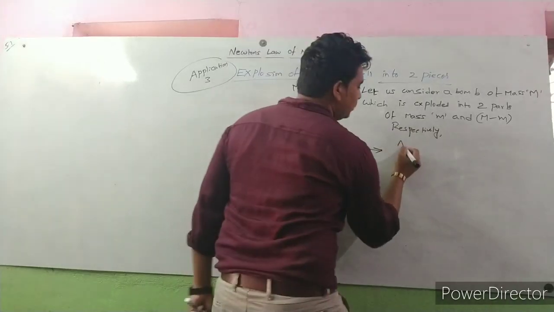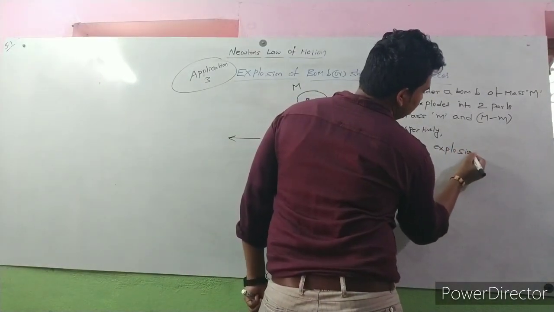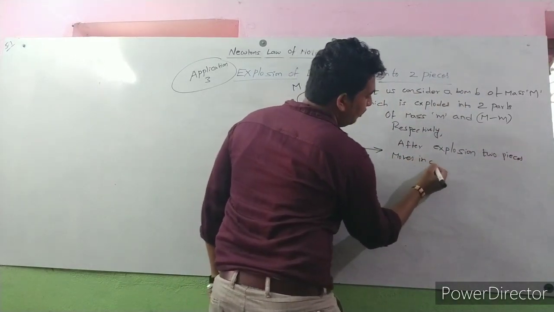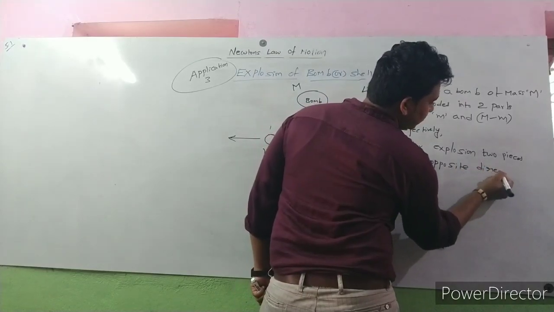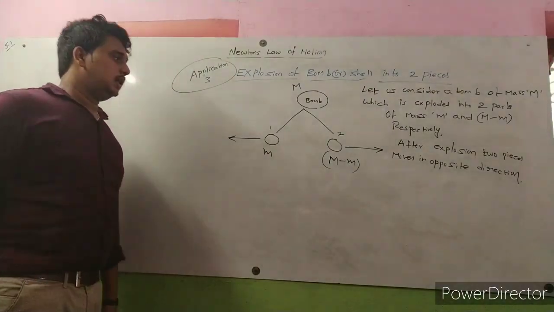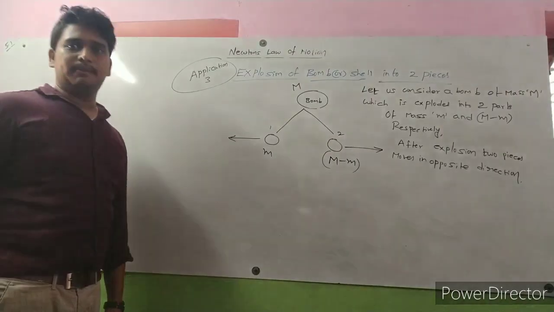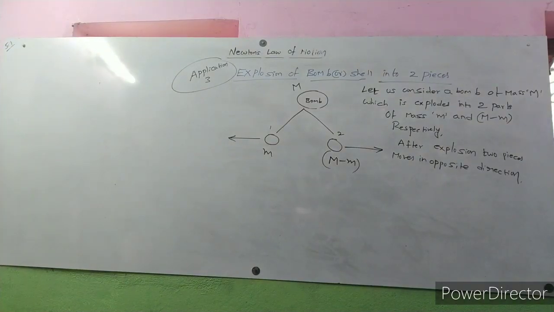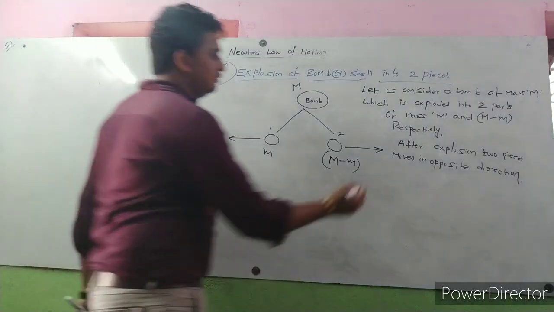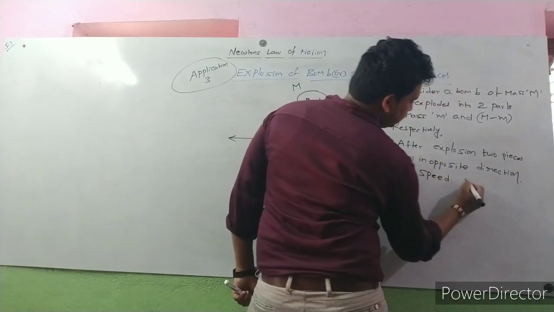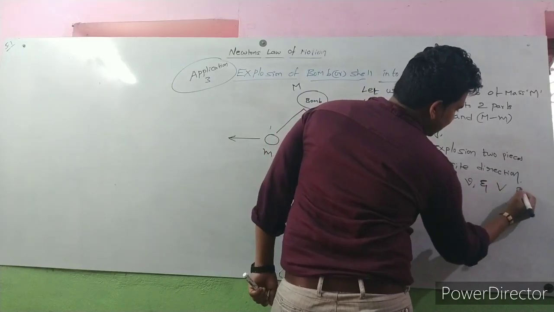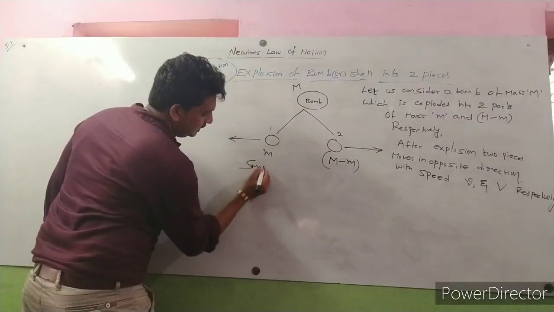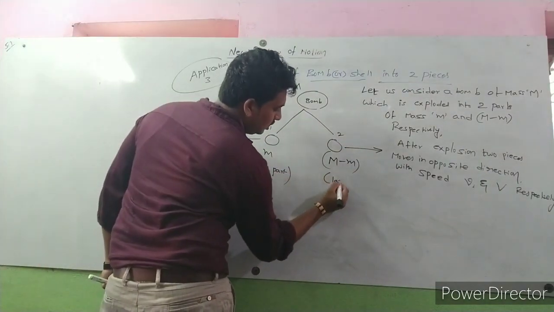After explosion, the 2 pieces move in opposite direction. Okay, so this is very important. The 2 pieces move in opposite direction with a speed small v and capital V respectively. This is the small part, this is the large part.